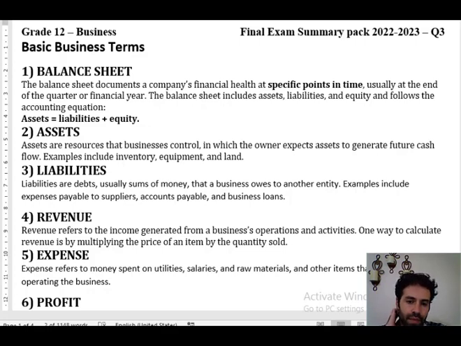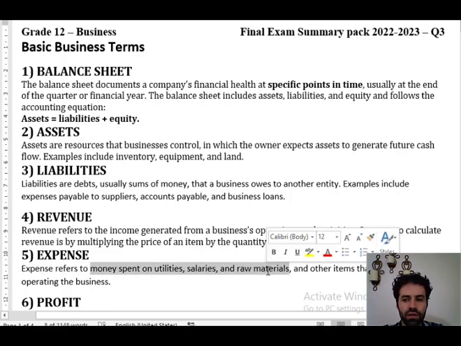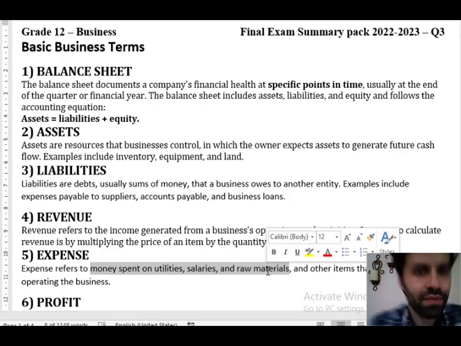Next, we'll talk about the expense. Expense refers to the money spent on utilities, salaries, gas, and whatever the company has to pay for, like raw materials and other items that company buys will create some kind of expenses for the company.